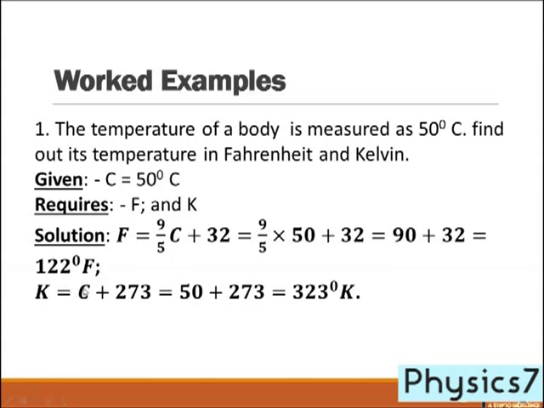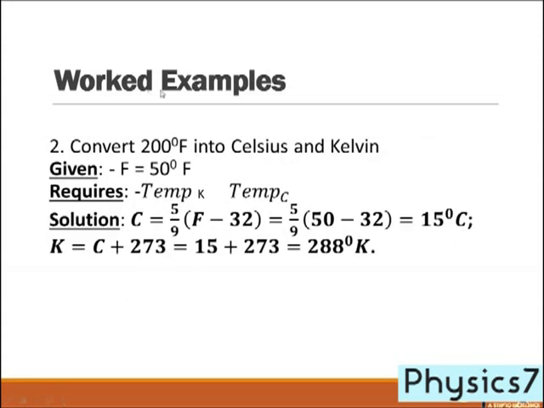And similarly, if we wanted to determine the temperature in Kelvin, we would use the expression that K is equal to C, which is the temperature in degrees Celsius, plus 273. And the temperature in Celsius is equal to 50 degrees. Therefore, the temperature in Kelvin is equal to 50 plus 273, and that will give us a value for the temperature in Kelvin of 323 degrees Kelvin. So let's consider another worked example.